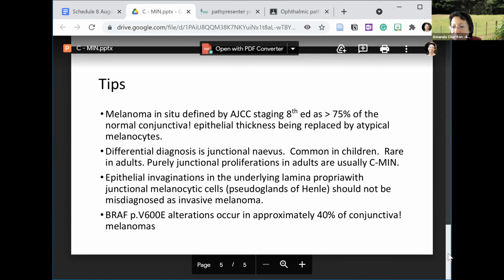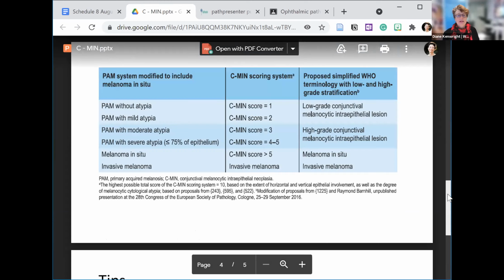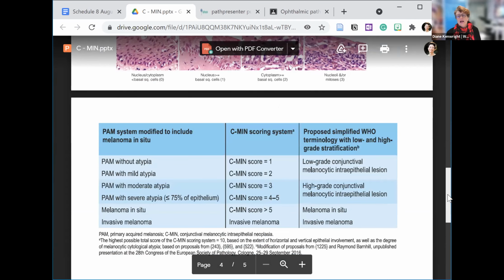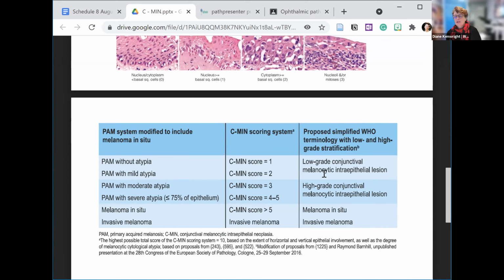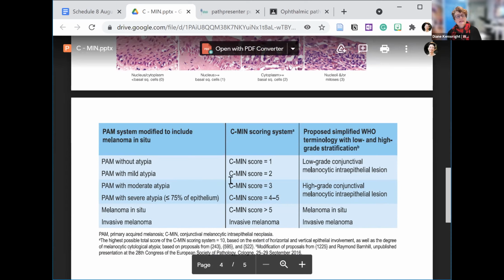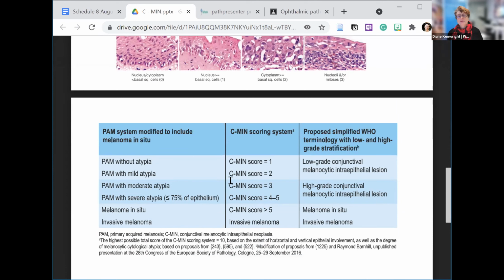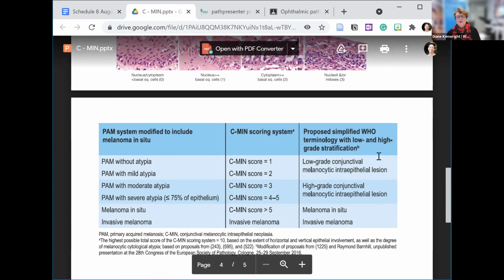Yeah, we've got a treatment question here. Good. Do you need to treat low grade? With the previous classification, PAM without atypia is benign. Now, I'm not an expert on treatment, so I think we might crowdsource this. If we called it PAM with mild atypia, you're saying it doesn't need to be treated, and PAM without atypia, we've kind of clumped them together into low grade conjunctival melanocytic intra-epithelial lesion. So crowdsource this. Does a low grade conjunctival melanocytic intra-epithelial lesion need to be treated?